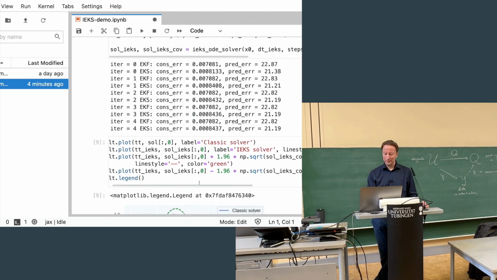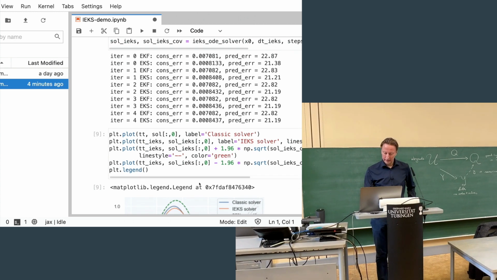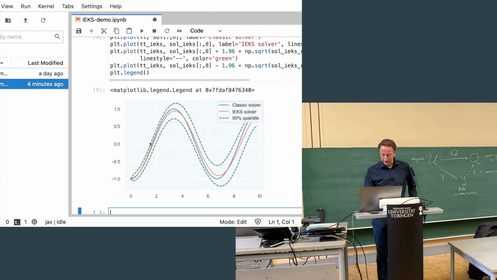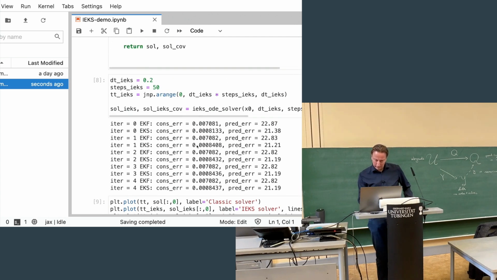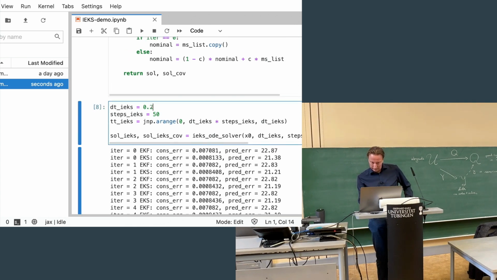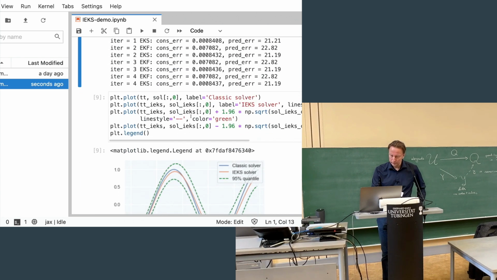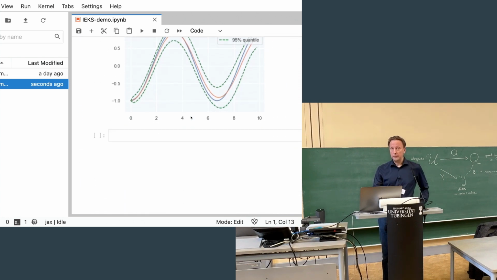Of course, this is not calibrated in any way because I'm using fixed parameters, so I can just scale the quantiles as I wish. But in reality, you would also estimate the parameters. Yes, so there's the mean solution. I'm actually using a bigger delta t, at least here. But this would be a solution.